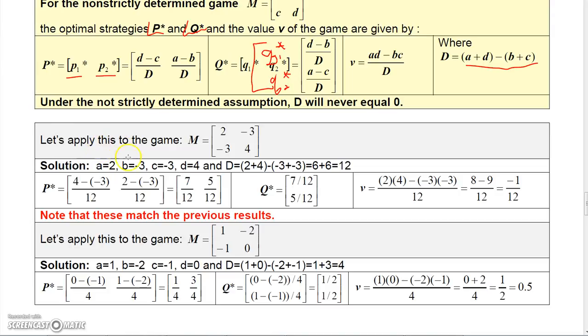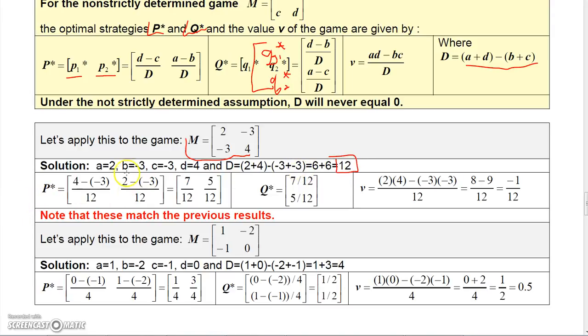So let's apply this to our game. Let's say we have a matrix game M right here. All right, so we know A is 2, B is -3, C is -3, and D is 4. Now capital D would be A plus D, which is 2 plus 4, minus (-3 plus -3). So we would have 6 minus -6, which would be 6 plus 6, which is 12. So capital D would be 12.